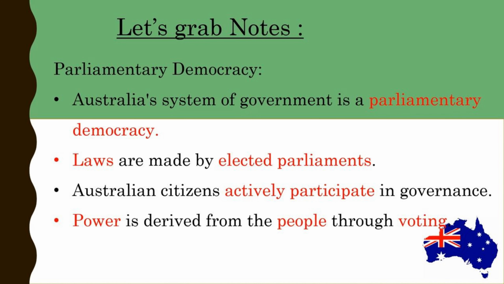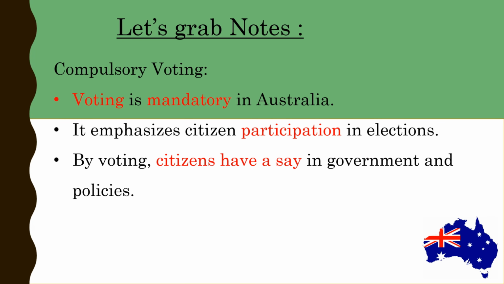Let's grab some notes. So this portion is split into two. One is parliamentary democracy and another is compulsory voting. So let's see the notes for parliamentary democracy. Australia's system of government is a parliamentary democracy. So the laws are made by elected parliaments, and Australian citizens actively participate in governance. So the power is derived from the people through voting. So these are the main points, and let's see the compulsory voting notes.